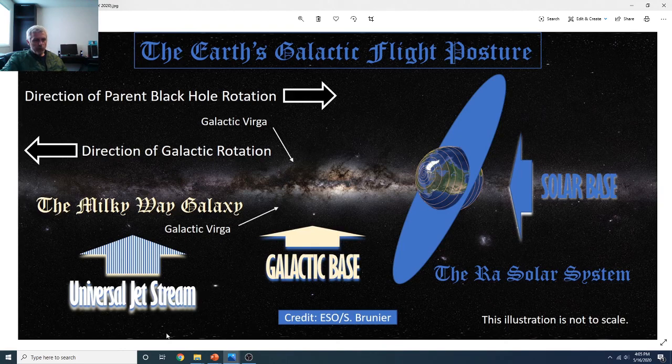Then you have the universal jet stream basically striking the base of the galaxy, which we already discussed. And this one right here, oh yeah, there it is, galactic base. That's why it's more bulbous at the top than at the bottom, because there's a greater pressure at the base and less pressure at the top. There is pressure at the top, just less of it.